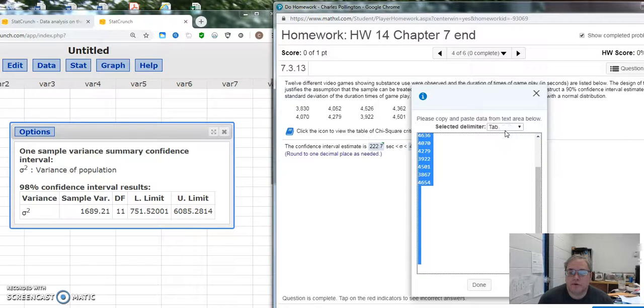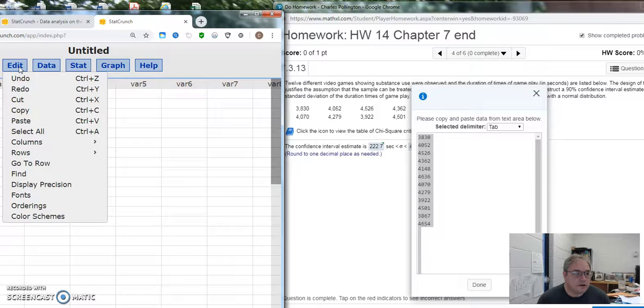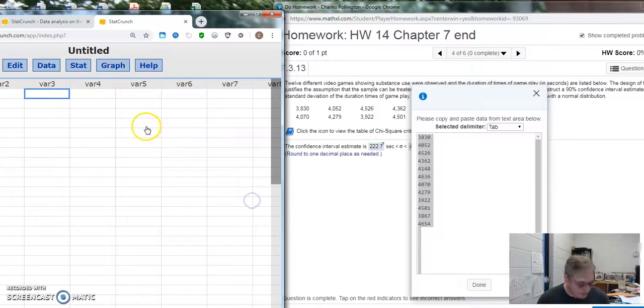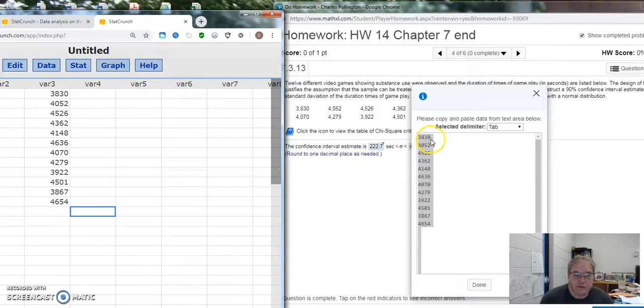copy it to the clipboard, probably the easiest. Do a little Control C there. Come over here and get Control V. I should remember that. There we go. Make sure I got them. 38046. Okay, looks like I got them all.